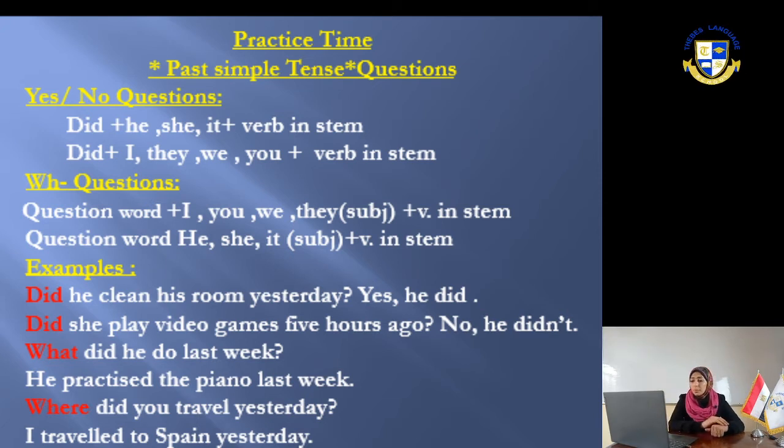But if I have a WH question, first of all, I put the WH question, then did, then the subject, then the verb in the stem. If you do it like this, it will be so easy for you. Just the same question form, but I put the WH before did. I must start with it, so it will be so easy for you. Let's check the examples and you will understand it much better.